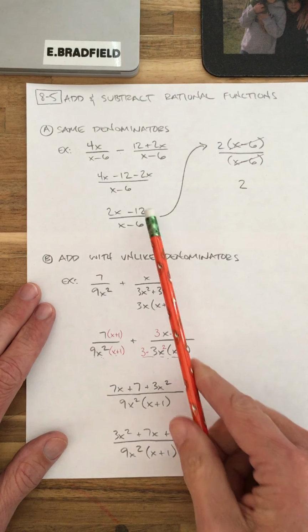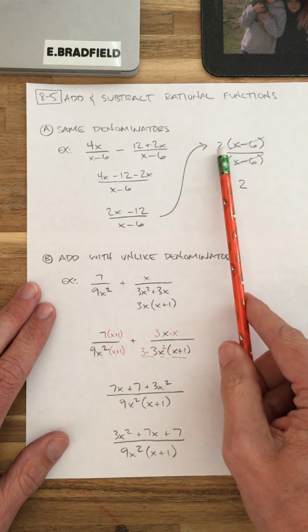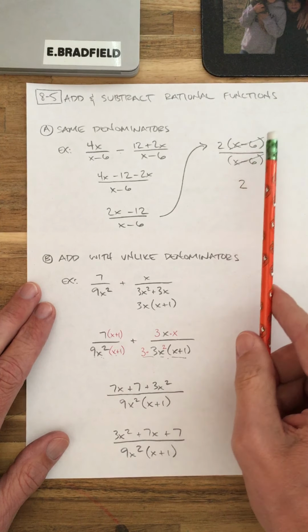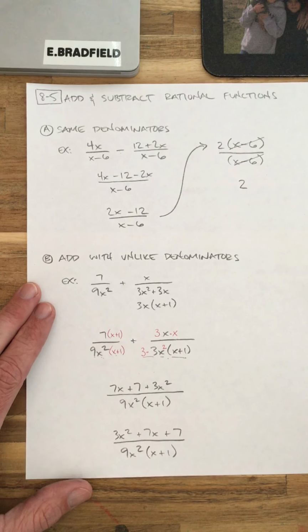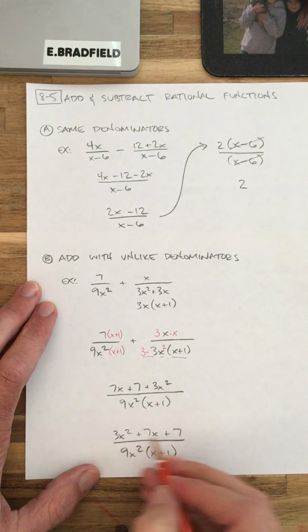Remember over here on this problem, we got the 2x minus 12. What did we do to it? We factored it. And because we factored it, we were able to cancel off things that matched. So what you're going to try to do every time is see if you can factor that.